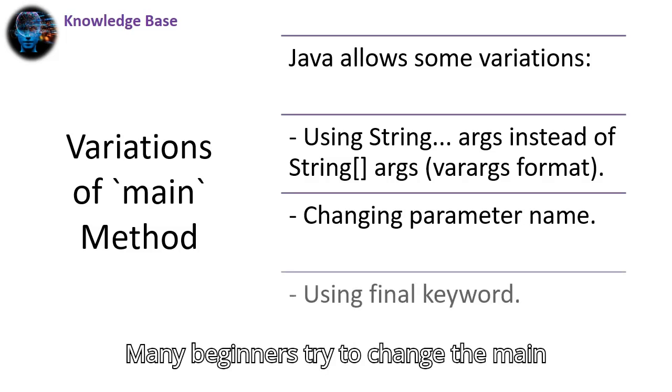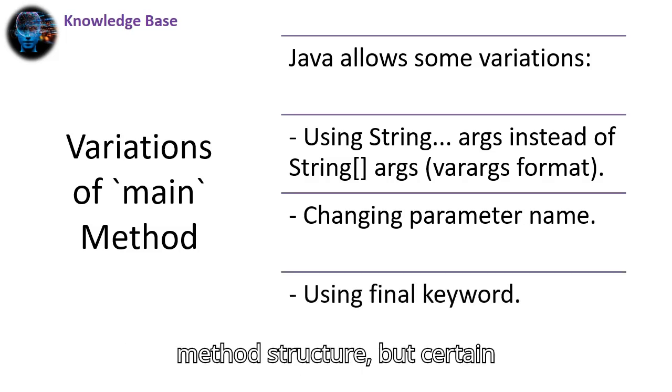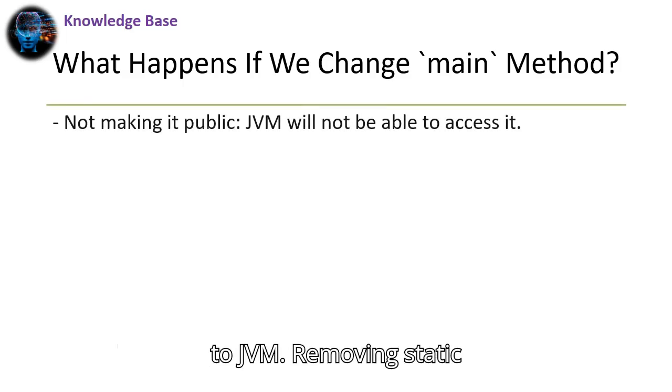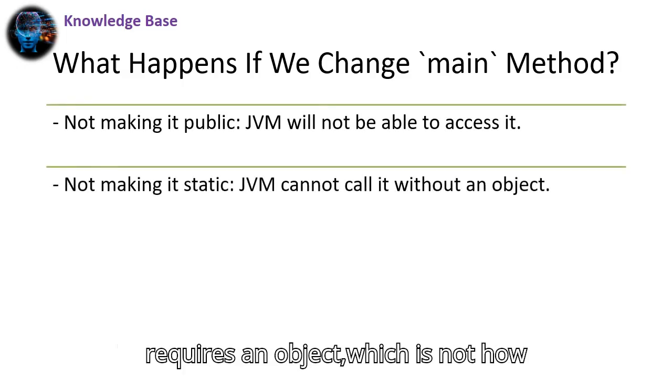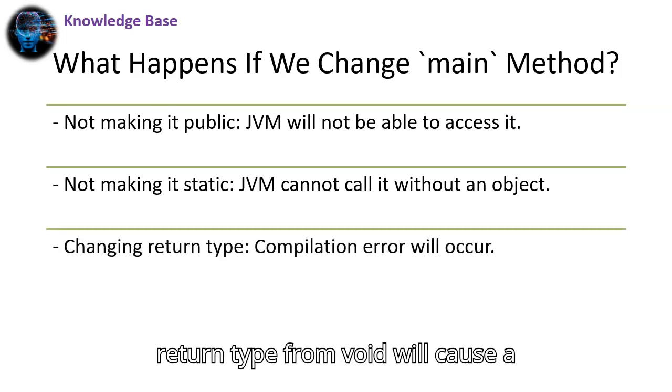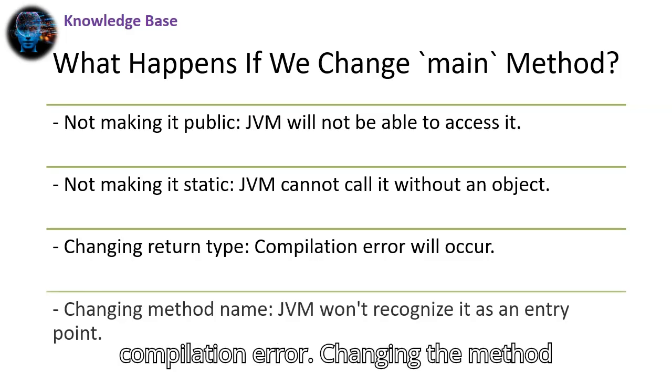Many beginners try to change the main method structure, but certain modifications will cause errors. Removing public will make it inaccessible to JVM. Removing static requires an object, which is not how JVM calls main. Changing return type from void will cause a compilation error. Changing the method name will make the program non-executable.